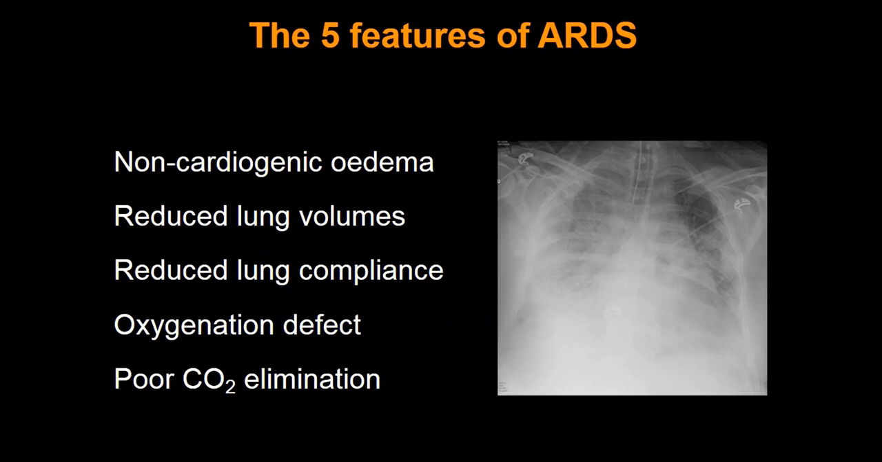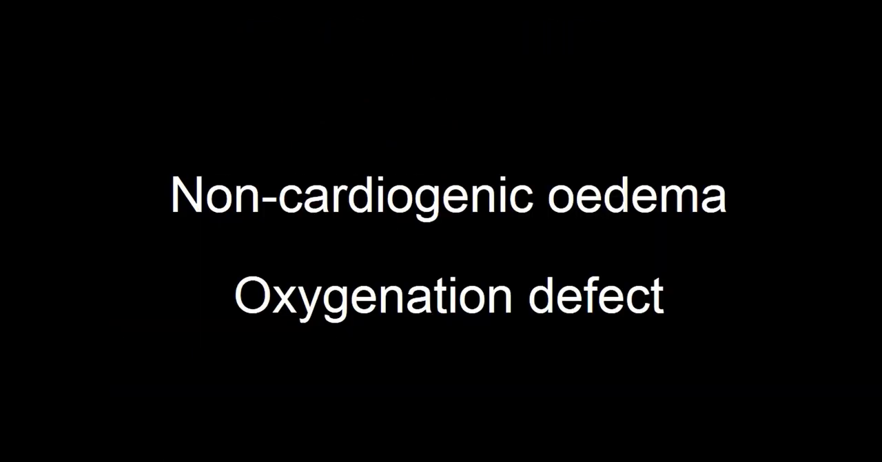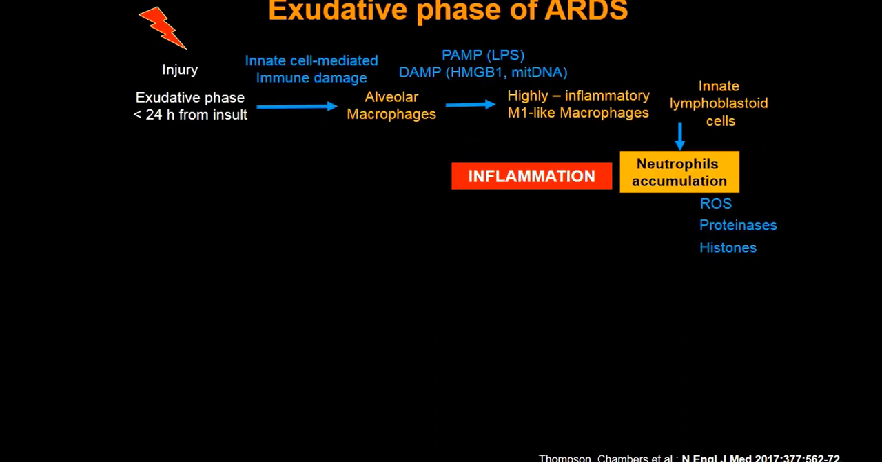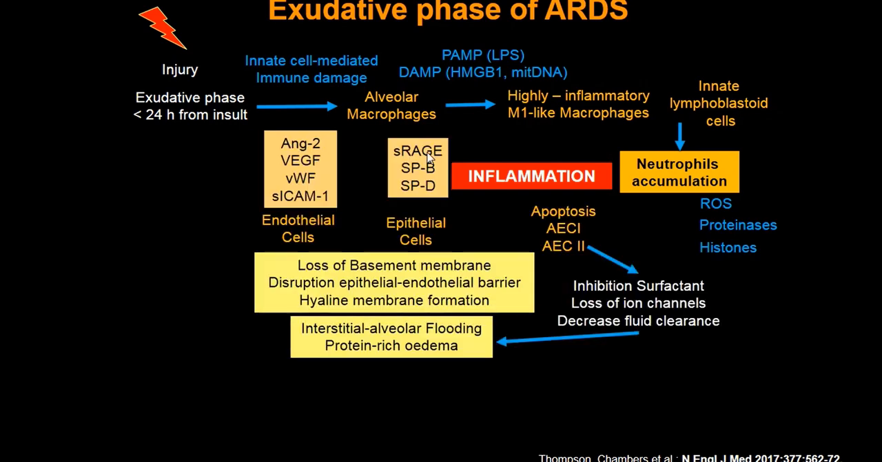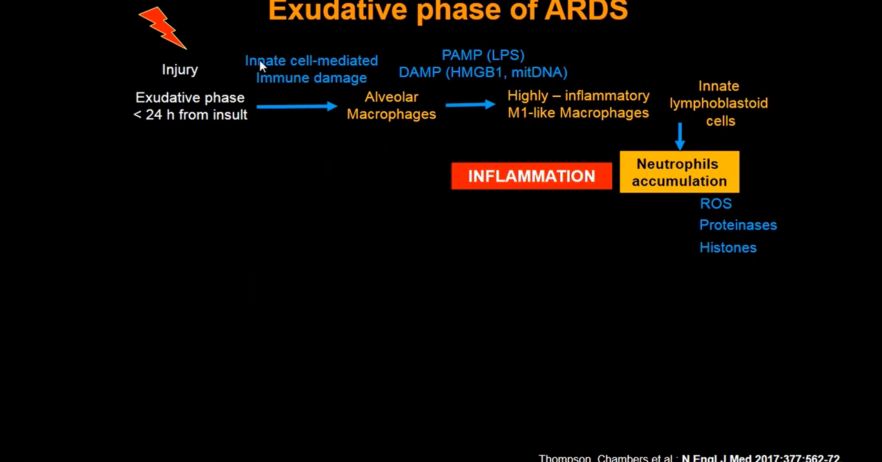Now, going back to the 5 features, the first one is the non-cardiogenic pulmonary edema, which leads to an oxygenation defect. Now, I tried to simplify that into a cascade, which basically leads to the first phase of the ARDS pathophysiology, which is the exudative phase. And so you can see, if you follow from your left to your right, there is a first injury, immediately followed by an exudation, which leads to an innate cell-mediated immune damage.